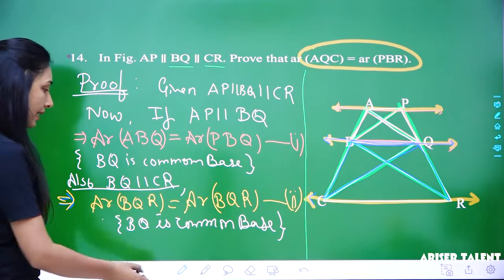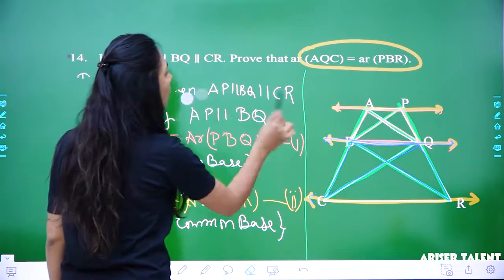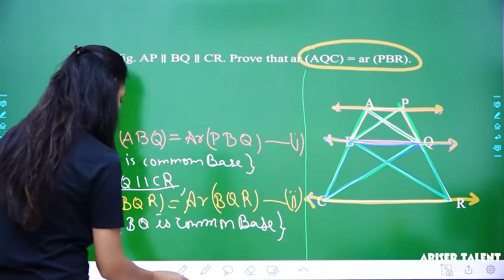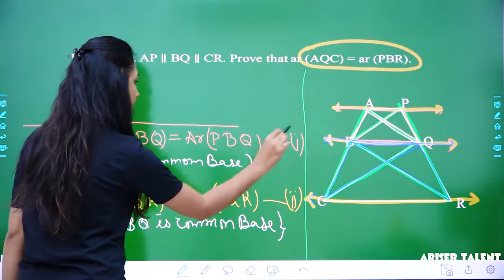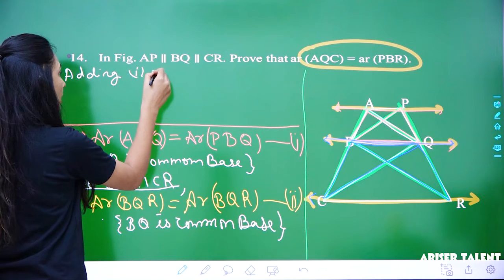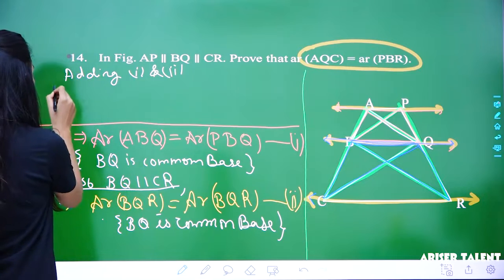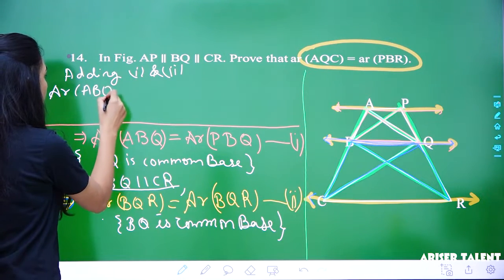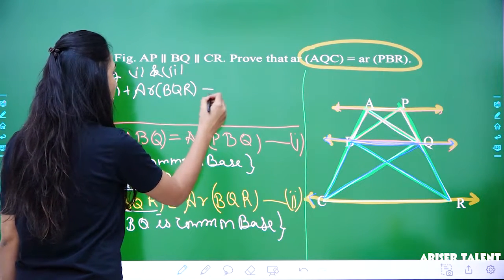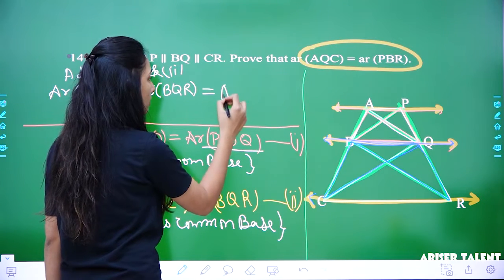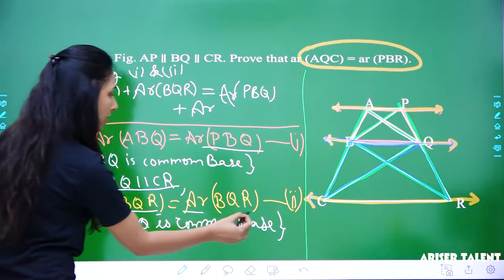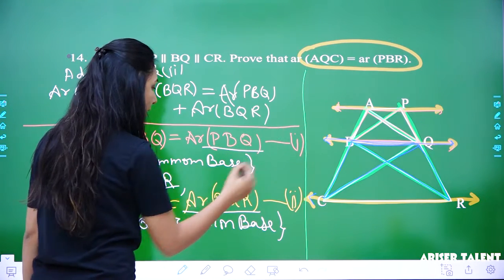Now, with the first and second, what are we getting? Just add them. Adding equations 1 and 2, you have area ABQ, this side, plus area BQR, this side, which will be equal to area PBQ plus area, the next one is BQR. Okay, can I rub that now?